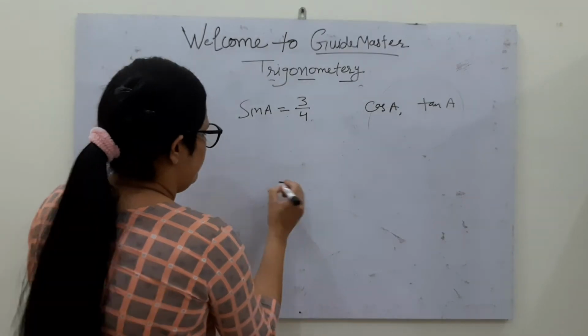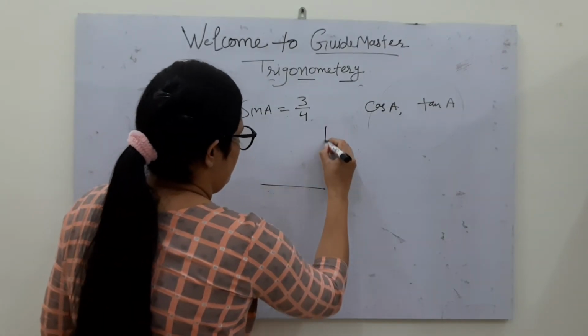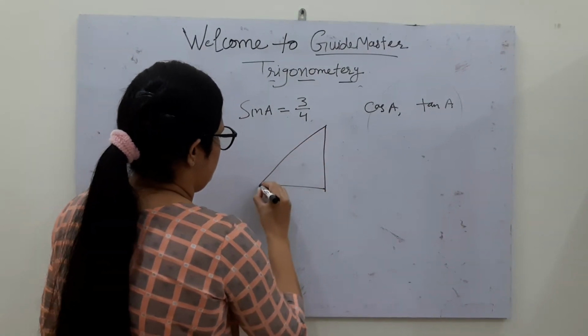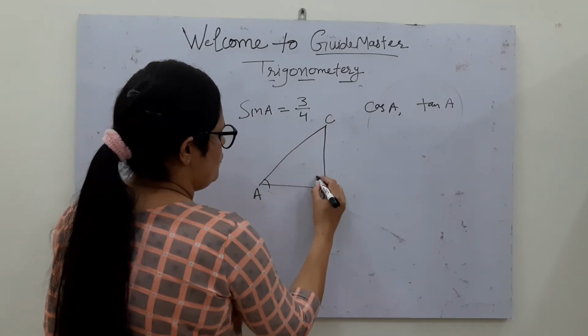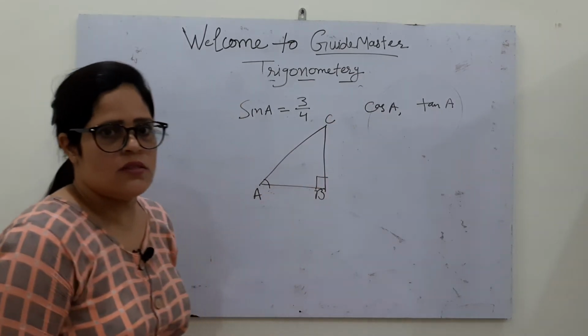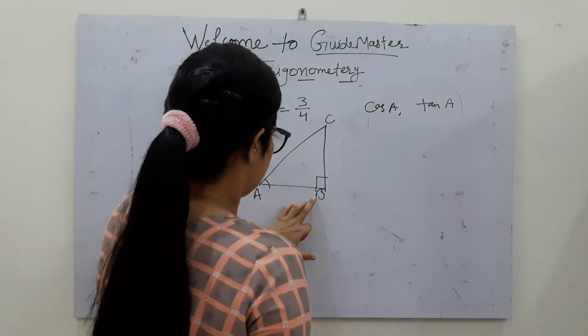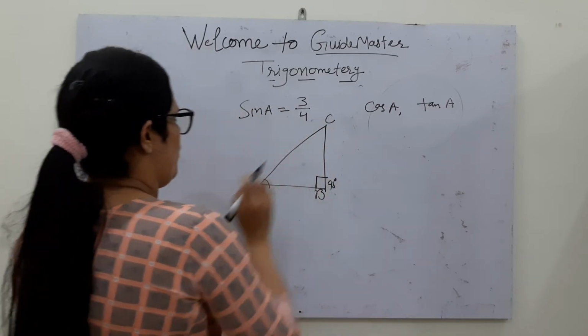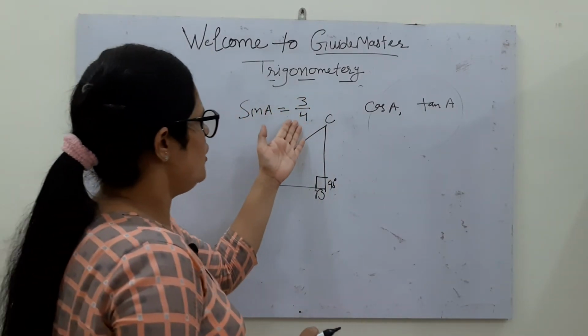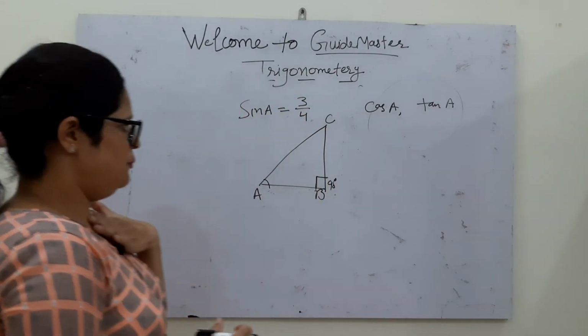So simply draw the diagram. This is triangle ABC. Let's consider B is the 90 degree angle here. Now sin A is given as 3 by 4.